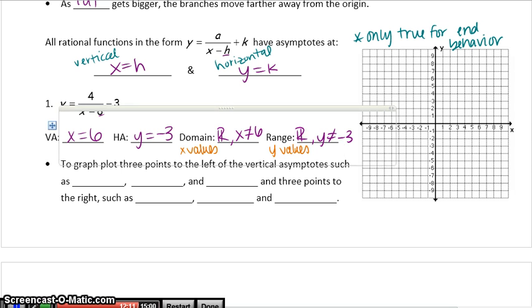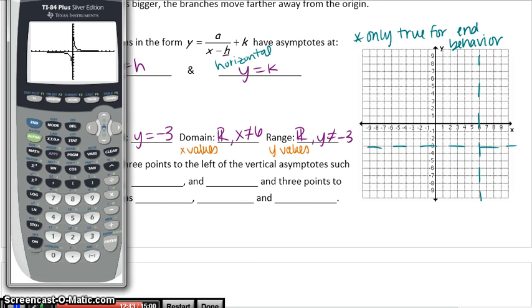So let's try to plot some points here to plot our graph. So before we do that though, we're actually going to graph our horizontal and vertical asymptotes. So we have a vertical asymptote at x equals 6. So that will look like this. Remember, it's always dashed. We have our horizontal asymptote at y equals -3. So it will look like this.